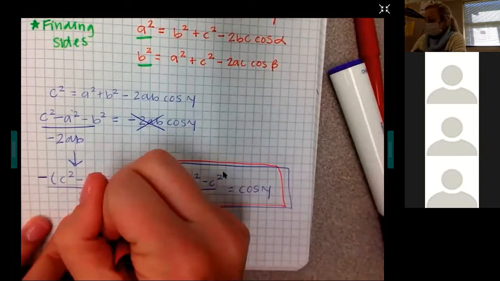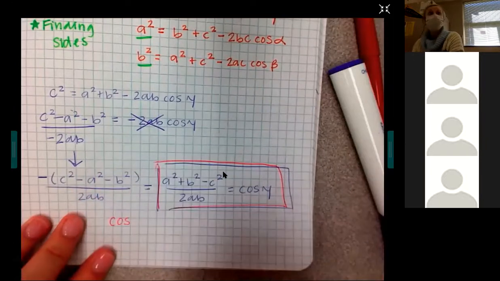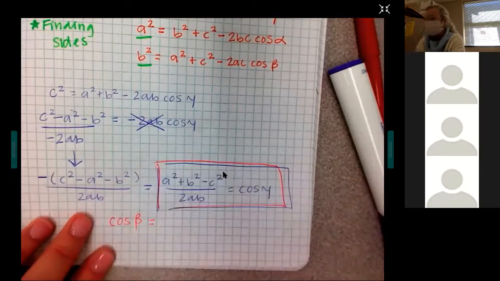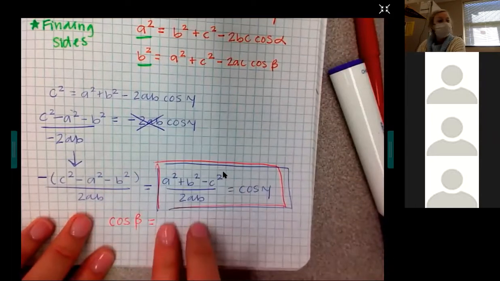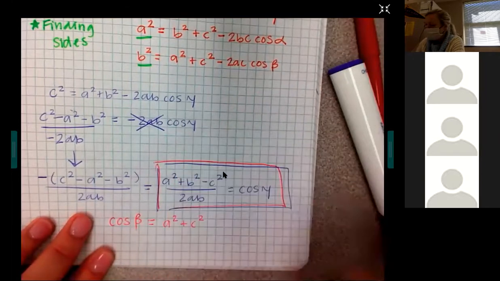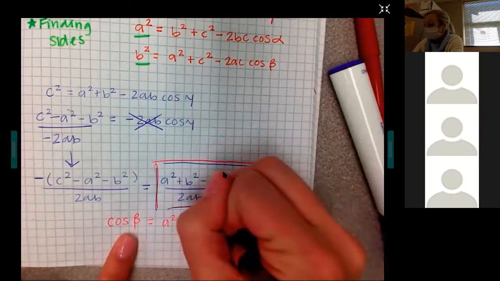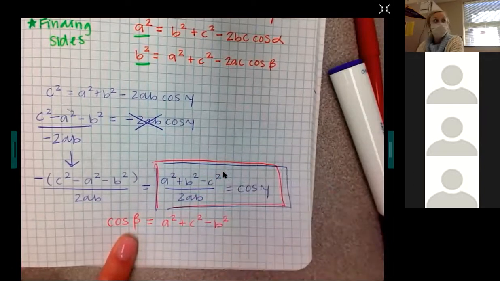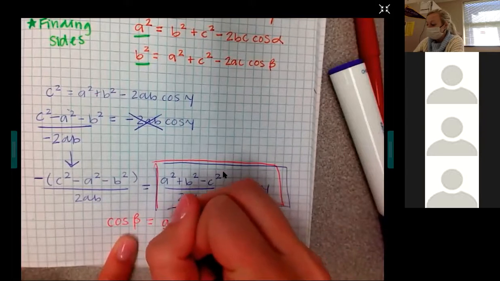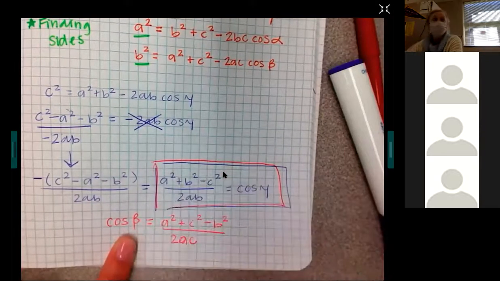Exactly. Good. So that's why I said I like these, because I'm good at recognizing patterns. It's just a pattern. So what Mary just said, if we wanted to find angle B, you add the other two. So I would add a squared and c squared, subtract the angle that matches over 2 times the 2 you know. So 2ac. It's just a pattern.